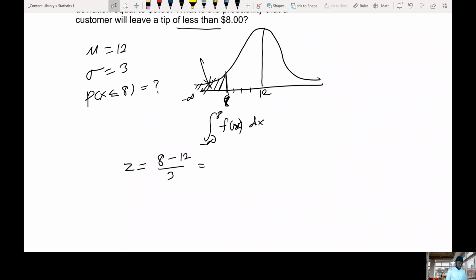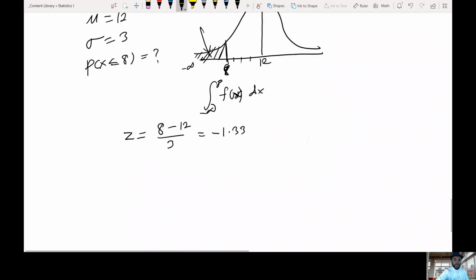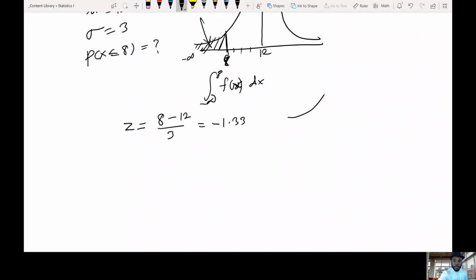Four divided by 3, that's 1.33333. So that will be negative 1.33. Let's put it to two decimal places. So what we are saying here is that we now have a standard normal distribution in which the center point here is 0.